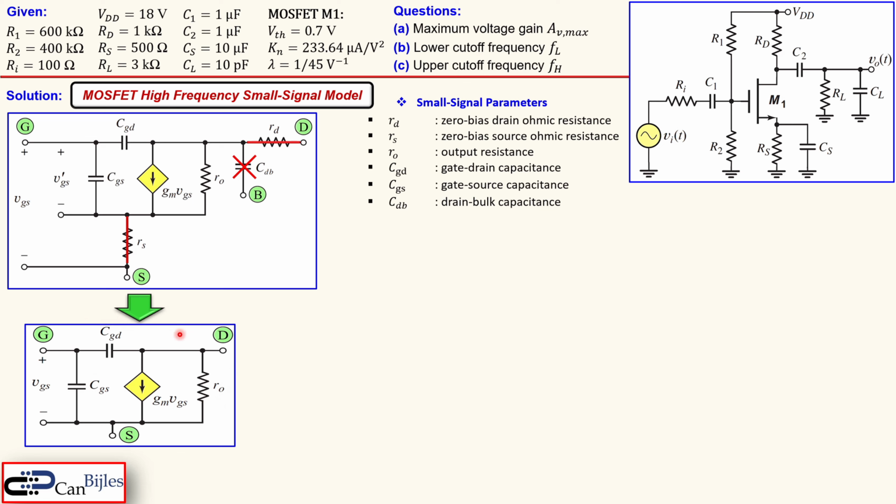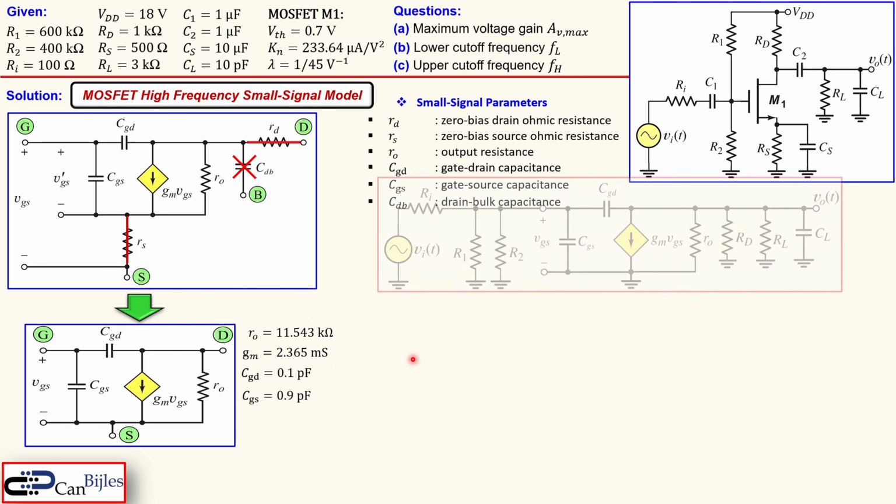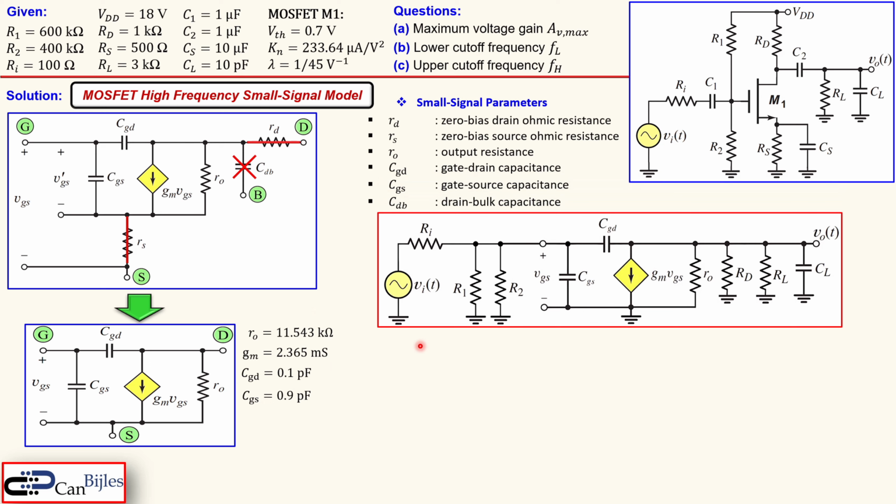So this is now sufficient for our analysis, so we will use that for this circuit and also draw the other circuit parameters around that to determine the upper cutoff frequency F sub H. In this case, RO, GM, CGD, and CGS are shown here. Now you see here the small signal circuit as we have it.